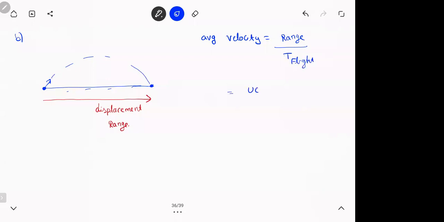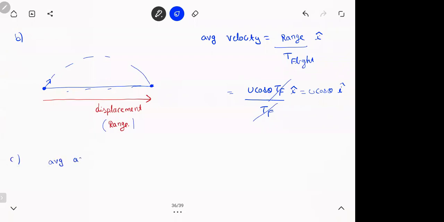So what is the formula for range? Horizontal velocity into time of flight, divided by time of flight. Time of flight will cancel, leaving u cos theta. What is the direction? i cap, because range is along i cap, na? Average velocity is a vector, so direction will come. The system will behave as if it is traveling with u cos theta horizontally. Obviously, the vertical displacement is 0, na? Whatever height you went, you came back to the same level. So vertically it will be 0, and only the horizontal velocity will remain. That's the definition: average velocity is displacement by time. Here displacement is range only.